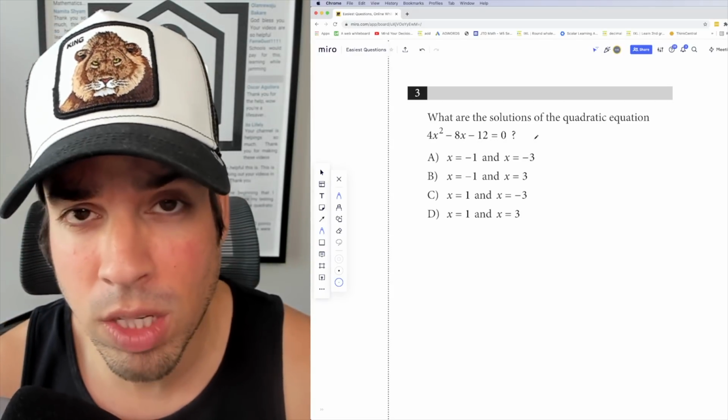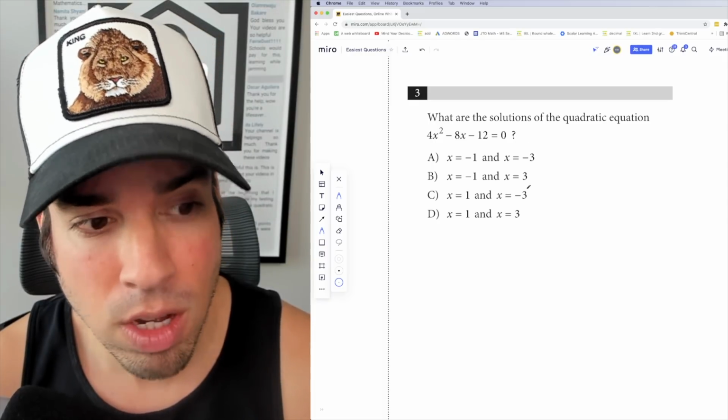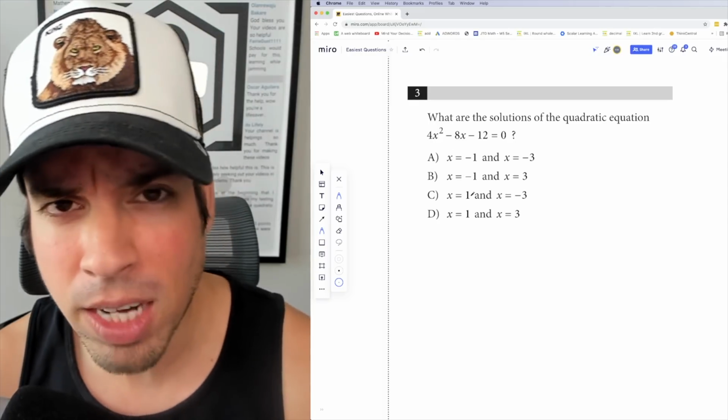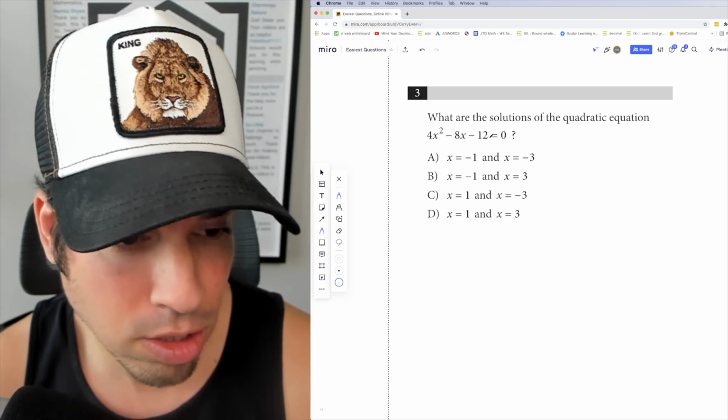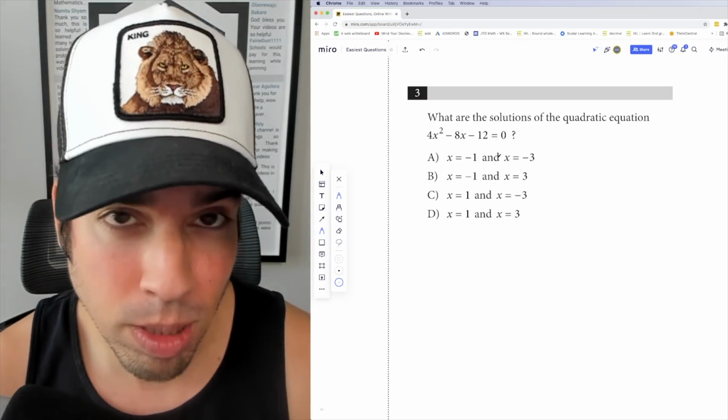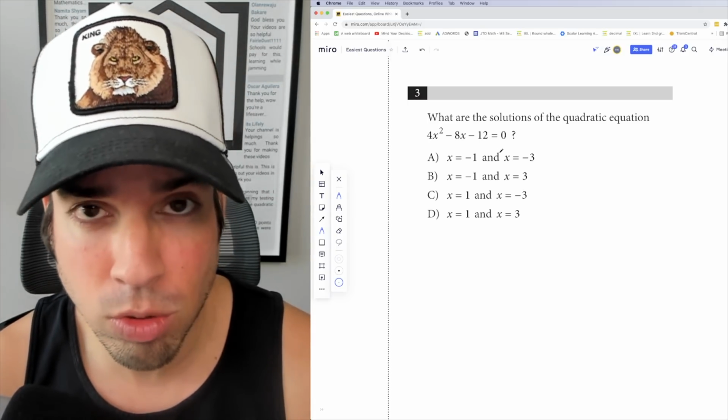So we got two ways that we can approach this, and I'll show you how to do it both ways. One, we can do it the standard way: factor out the GCF, then factor, and then find what values send this quadratic to 0. Or we could also plug and chug. But I'm going to show you the first way, where we do the old school method of factoring.